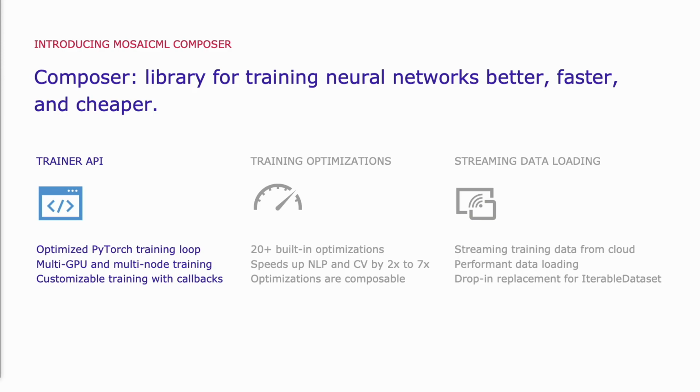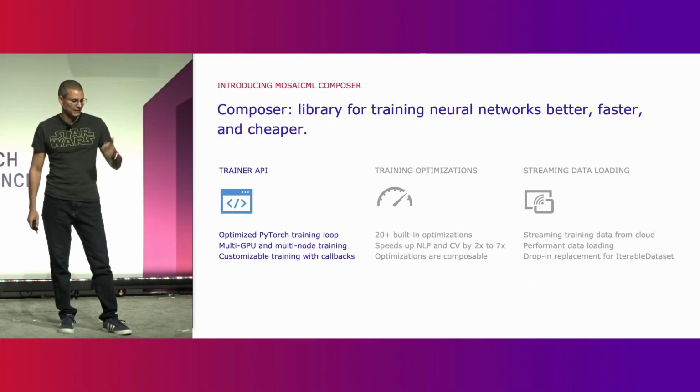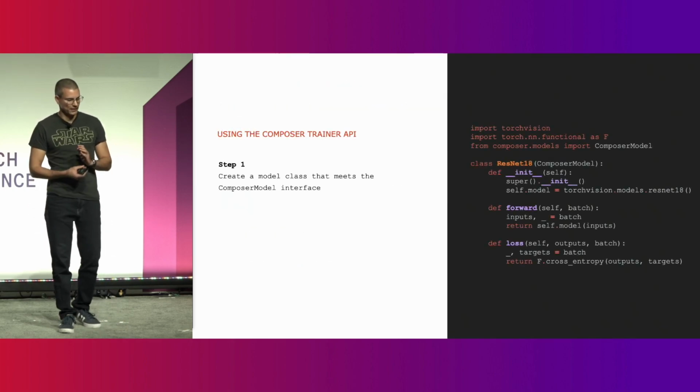So starting with the trainer: it encapsulates PyTorch's training loop, and it also bakes in support for things like multi-GPU training, multi-node training. It also allows you to customize your training using callbacks or hooks that get called at different stages of the training. And we can actually see what this means in practice.